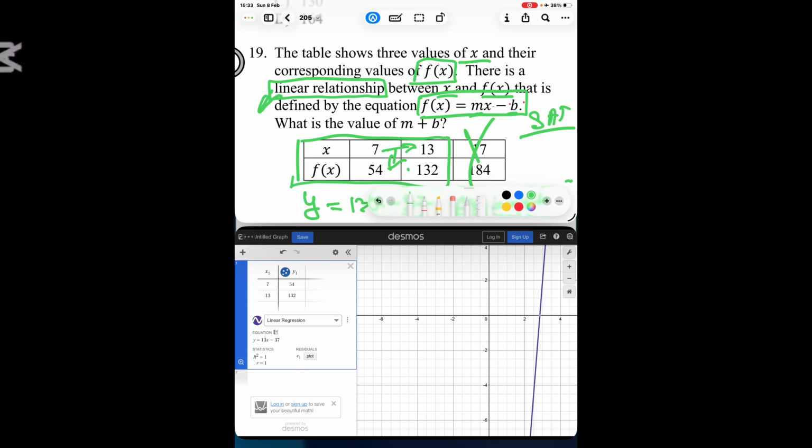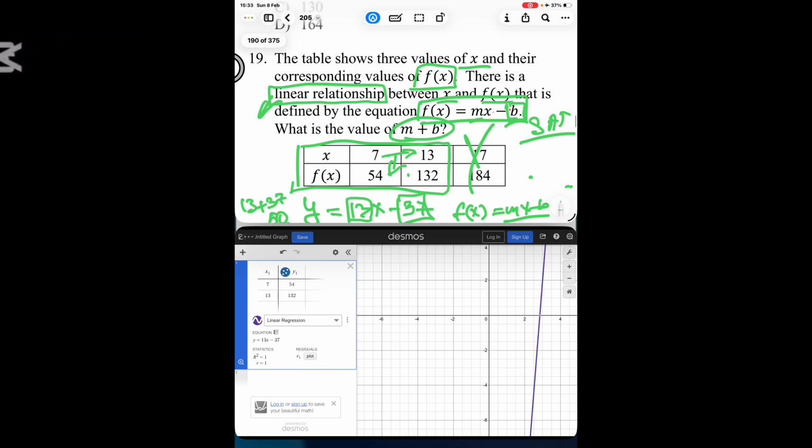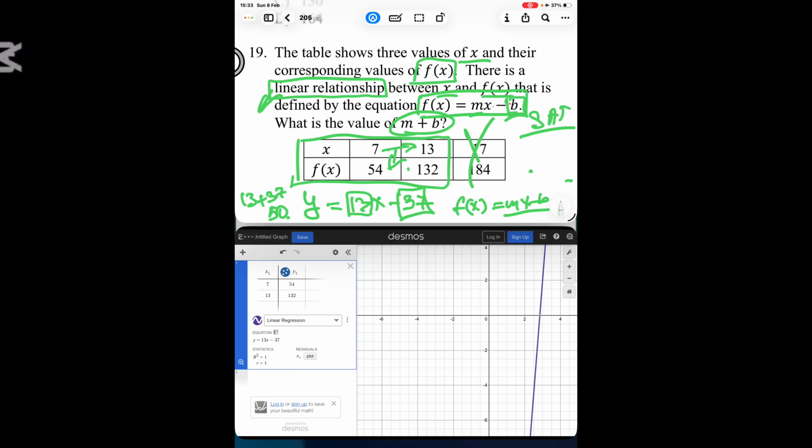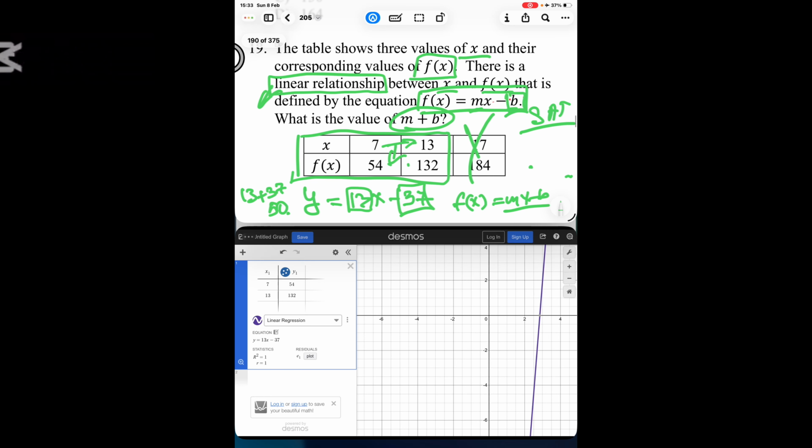So in mx minus b, the value of m is going to be 13, and the value of b is going to be 37. But the question says that we have to find their sum. So when you add them, it's going to be 50. Okay, that's it. Now I can answer it here. You just have to copy this 50 to your SAT answer sheet.